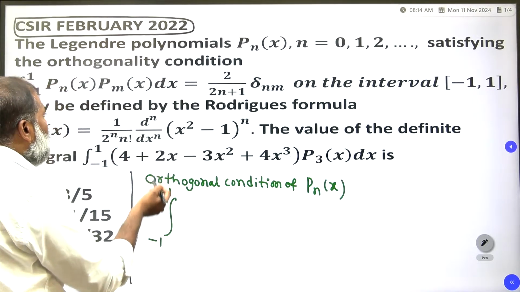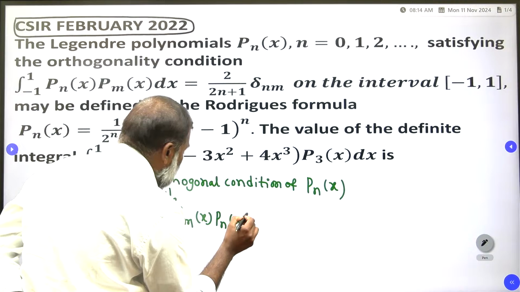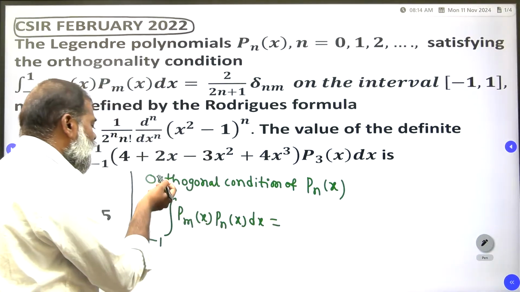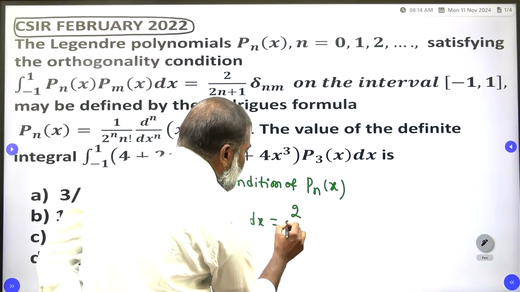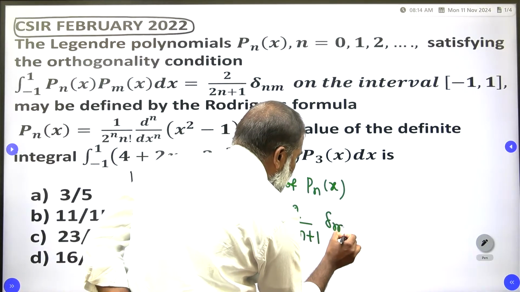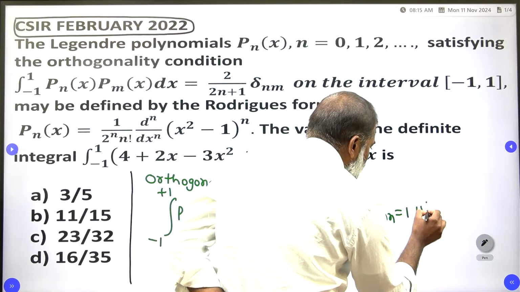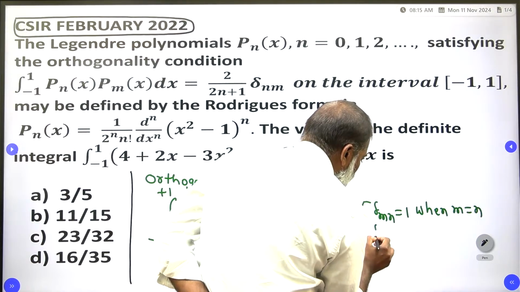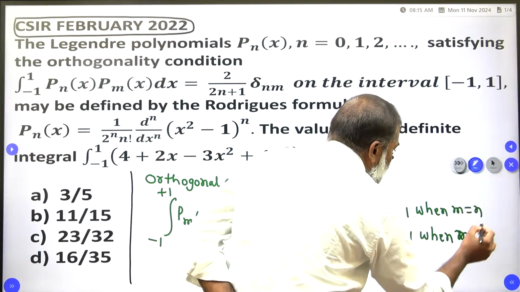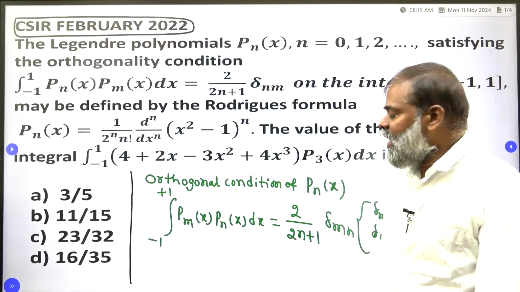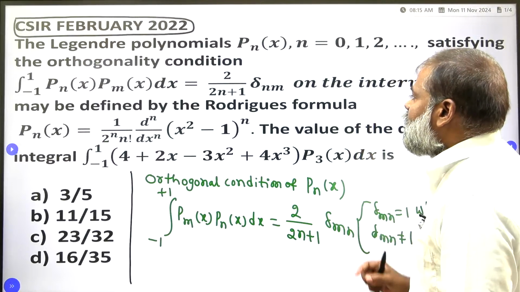Integral from minus 1 to plus 1 of Pm of x into Pn of x into dx is equal to 2 divided by 2n plus 1 into Kronecker delta m comma n, where Kronecker delta m comma n is equal to 1 when m is equal to n, and Kronecker delta m comma n is not equal to 1 when m is not equal to n. Clear? This is the orthogonality condition of the Legendre polynomial.